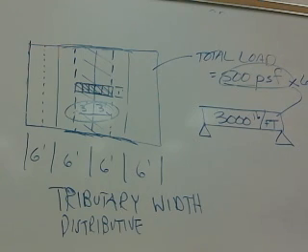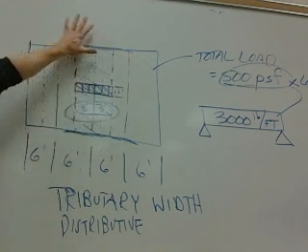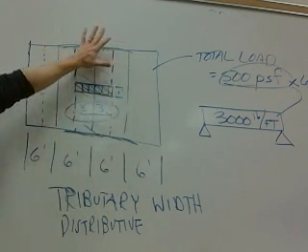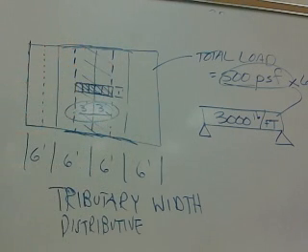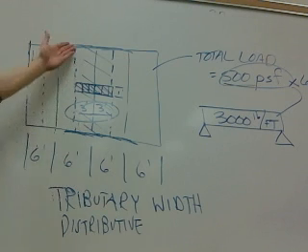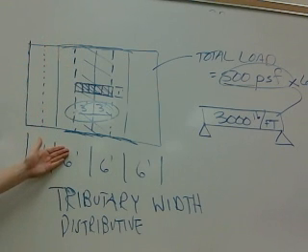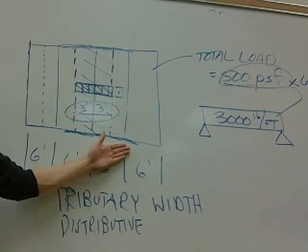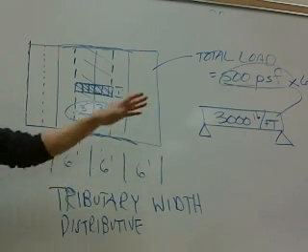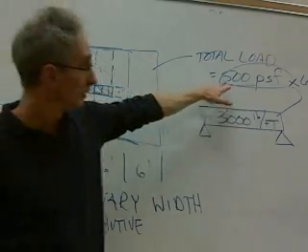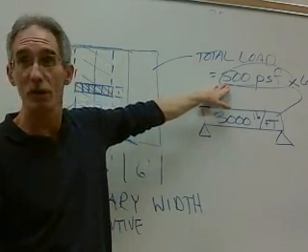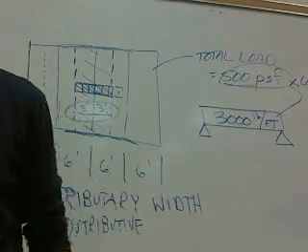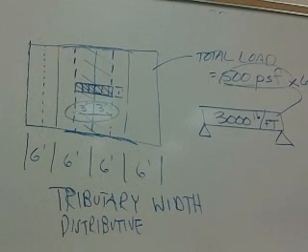But anyway, if I asked you how much load in total this beam carries, what would you tell me? Well, you'd say, what's the length? Let's say it's 20 feet. 20 feet times 6 is 120 square feet, times 500 pounds per square foot, there you go, 60,000 pounds. So that would be the total the whole beam is carrying.